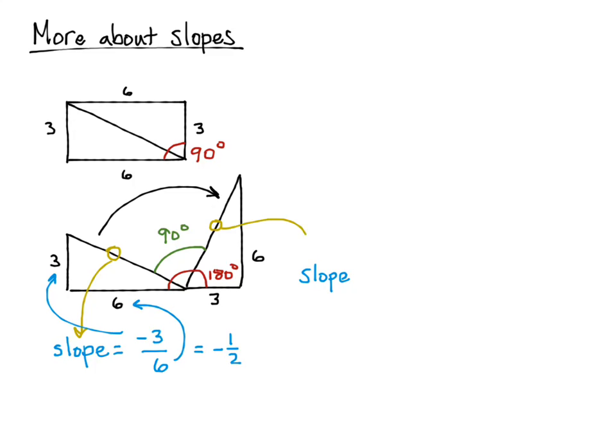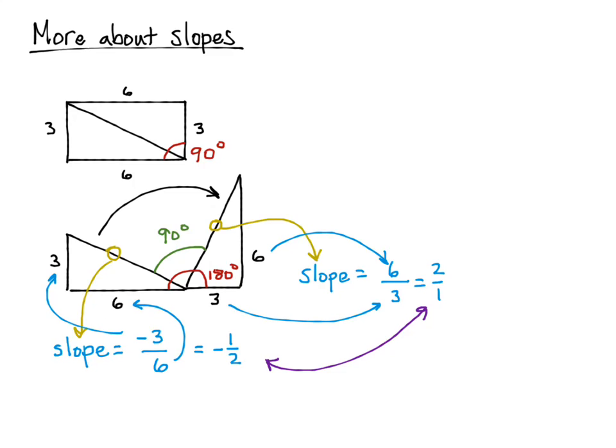Now let's look at the other slope. Let's look at that one that's on the triangle on the right. That one's rising 6 and running 3, right? And it's going from the lower left to the upper right, so we know it's positive. So the rise over run is going to be 6 over 3, and the slope is 2 over 1.